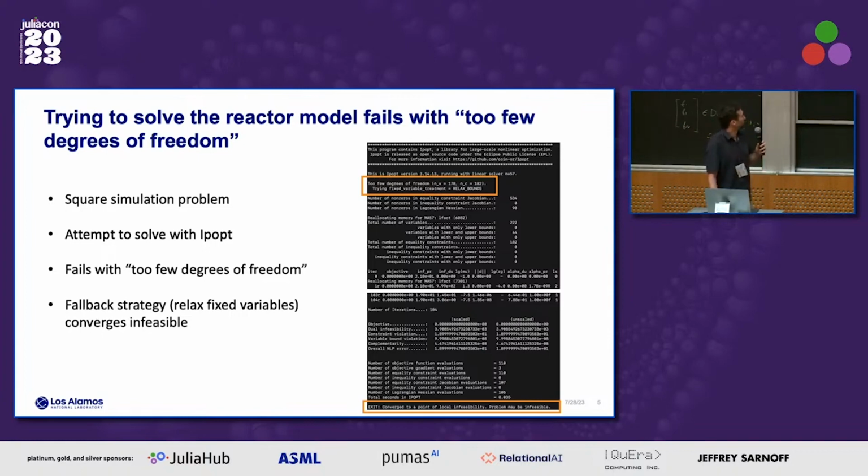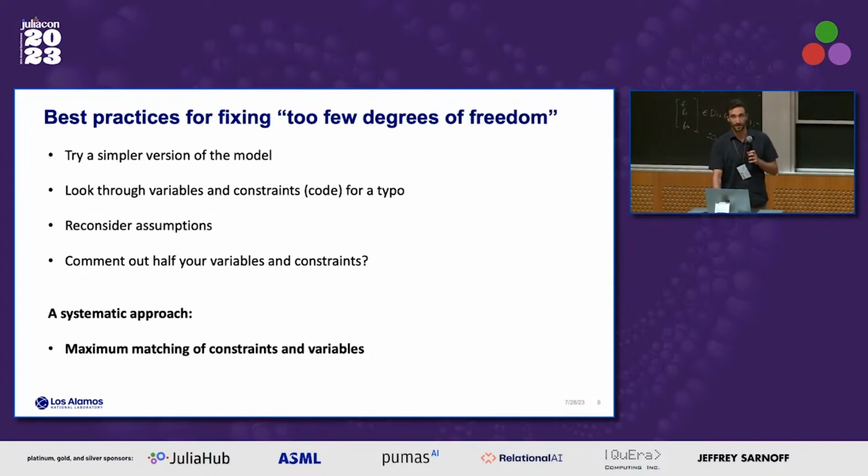So when I was a grad student and this was happening to me all the time, I solicited some advice from other grad students, from my advisor, et cetera. And these are some of the best practices that I came up with at the time. Probably the most helpful thing I was told was to try a simpler version of the model. That can really help. Other than that, I was left to look through all of the constraints and expressions that I had written and try to figure out which one had the bug in it.